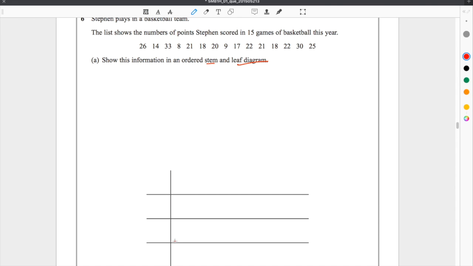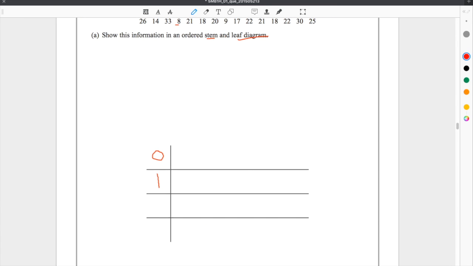So to the left of this line, we always write the tens column. So clearly we have numbers that are single digit. We have numbers in the tens, the 20s as well, if we have a look there, and also the 30s column.